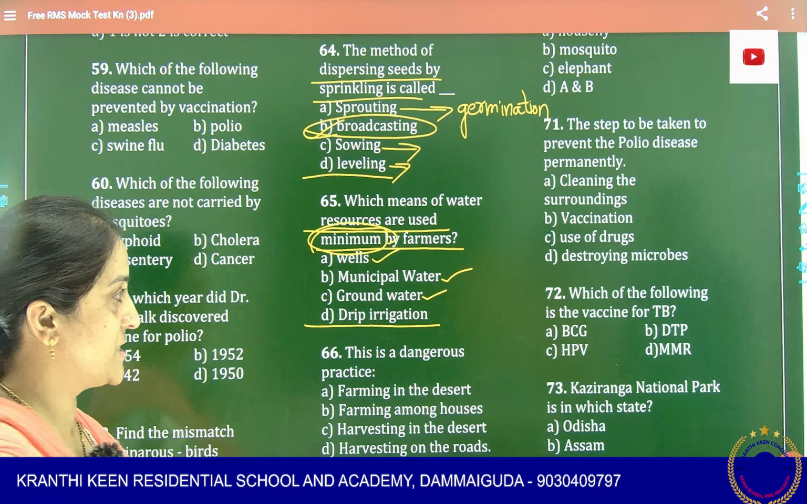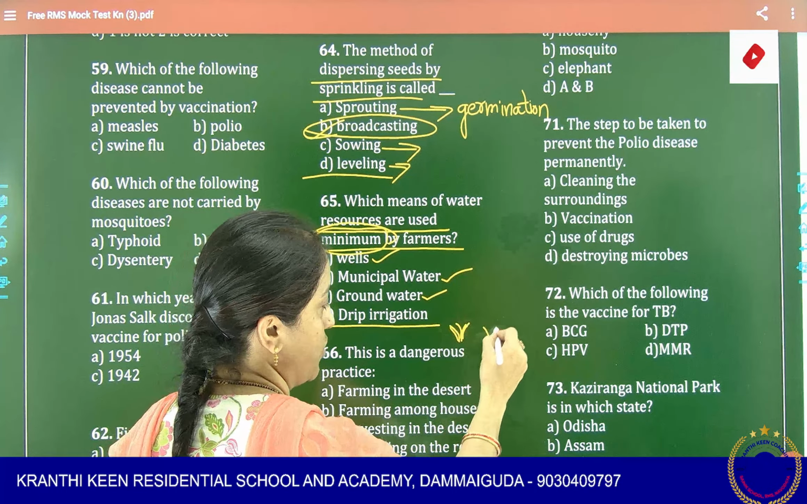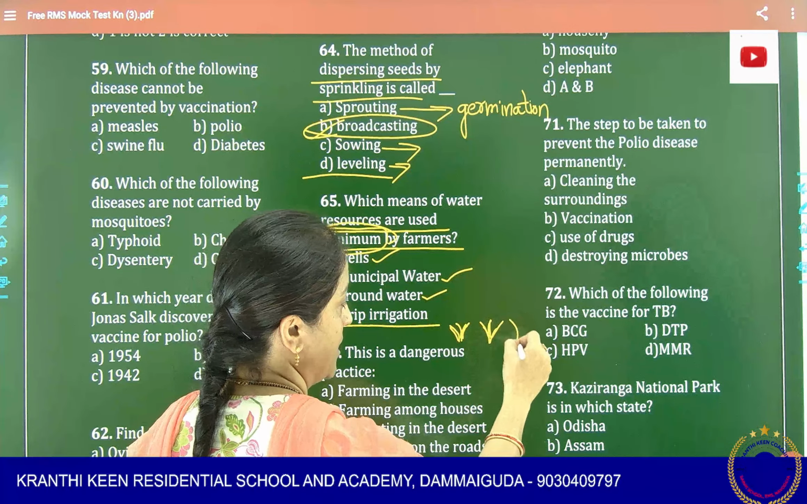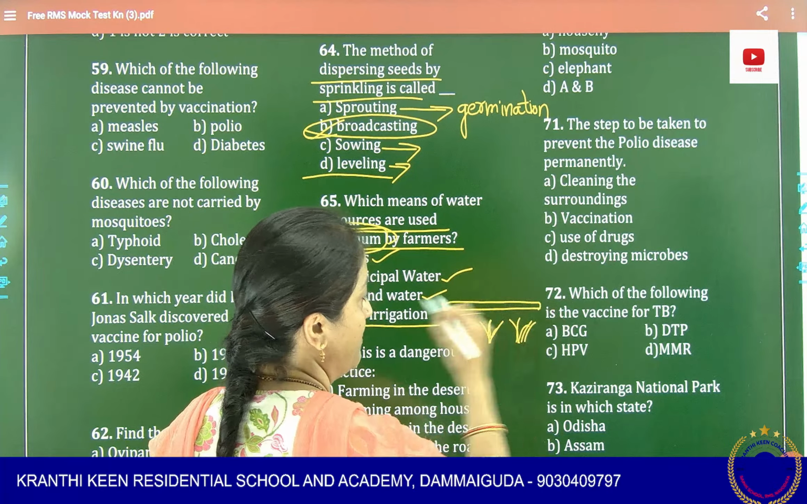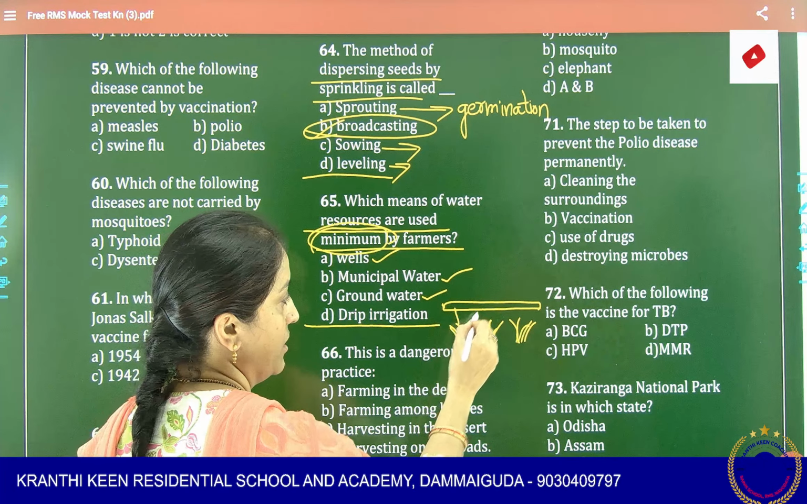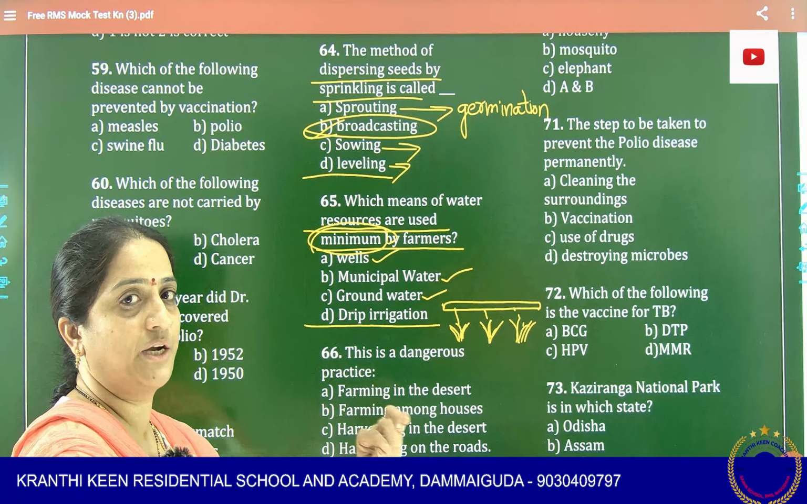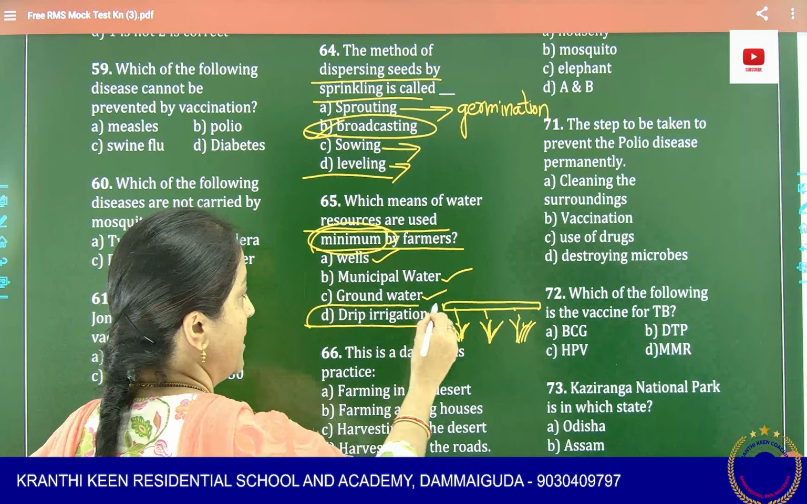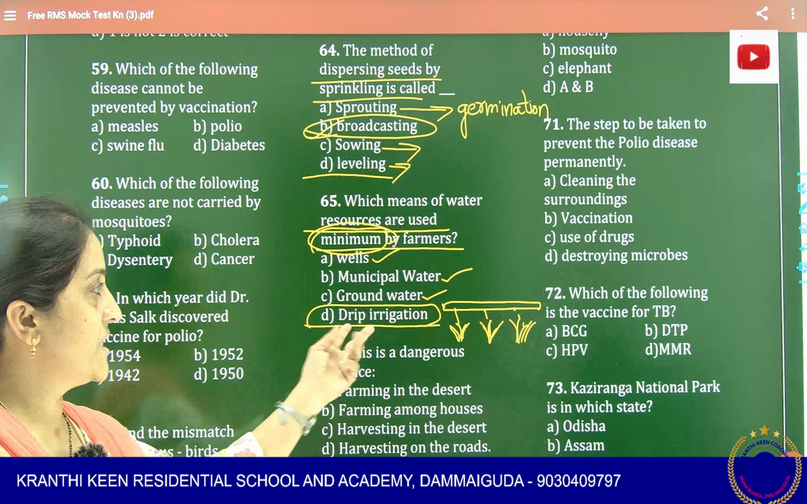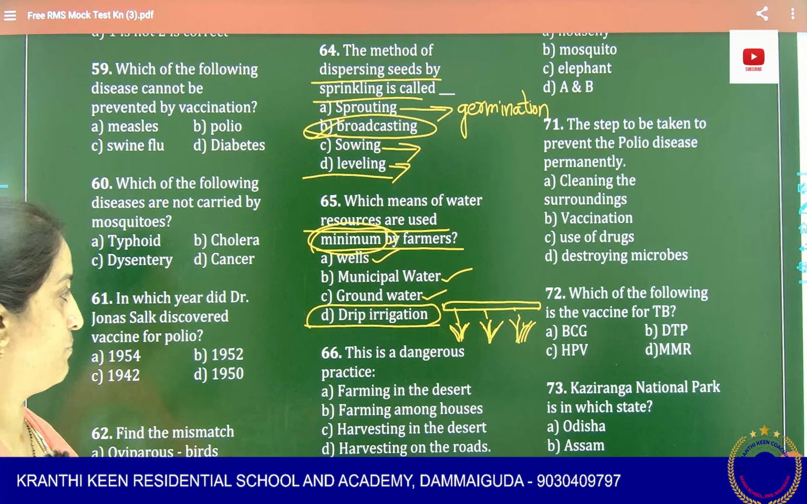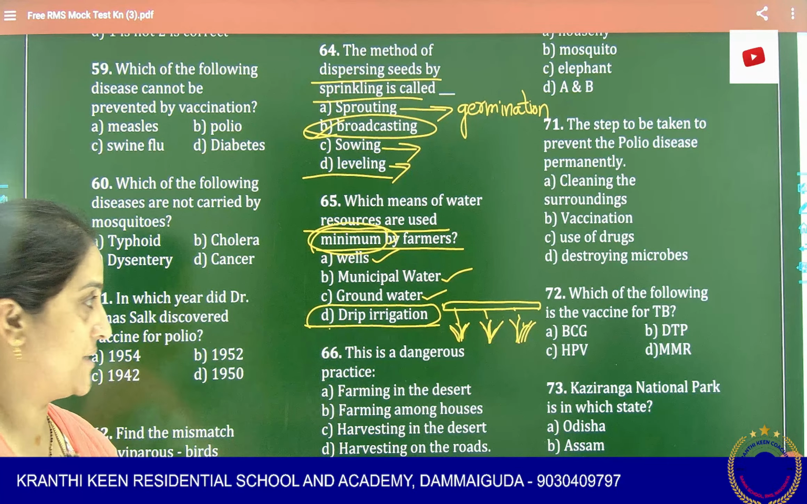So drip irrigation is nothing but, in the places where there is less water, see the roots. Okay, water will be sent directly to the roots. Drop by drop, water will be sent to the roots. So this is called drip irrigation. Okay. So through the tubes, this is an expensive method of irrigation. So the right answer is this is used minimum by the farmers as it is expensive.